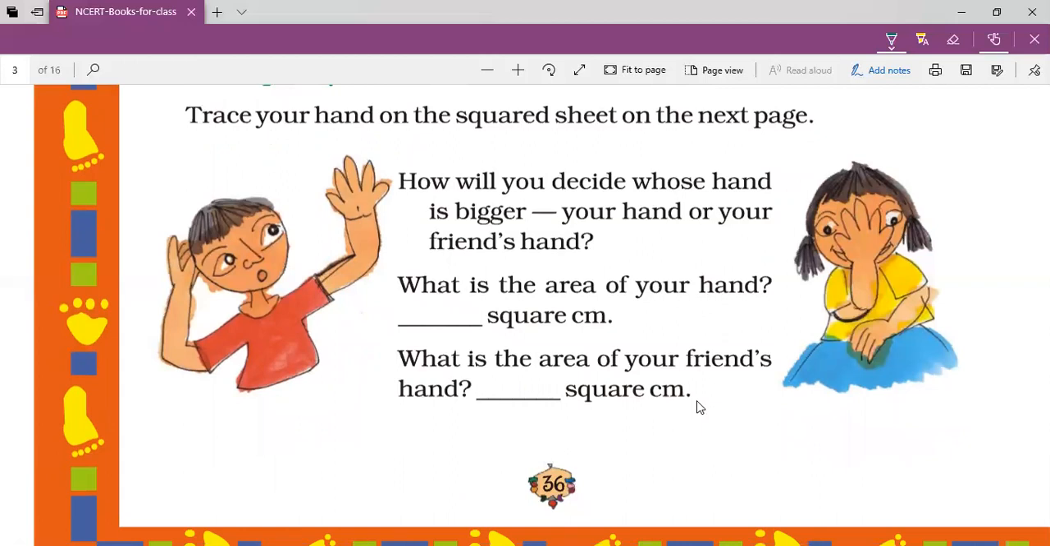Now your friends are not with you, you can't go to school. So ask your siblings, or your mother or father, to sit with you, and trace their hands on the squared sheet. Also trace your hand on a squared sheet and try to find the area of both hands. Next they asked, what is the area of your hand, in square centimeters, and what is the area of your friend's hand, in square centimeters.